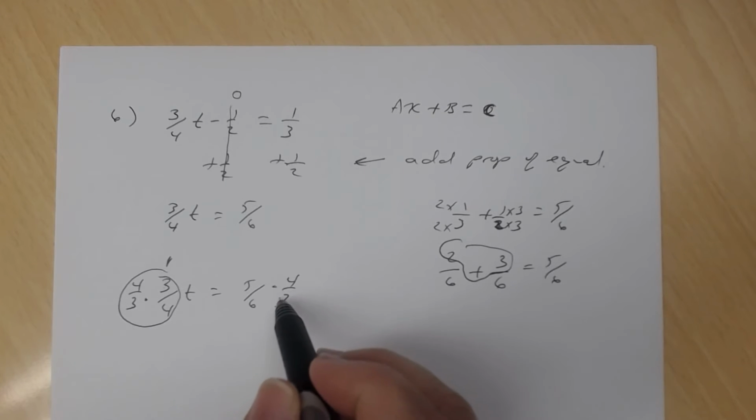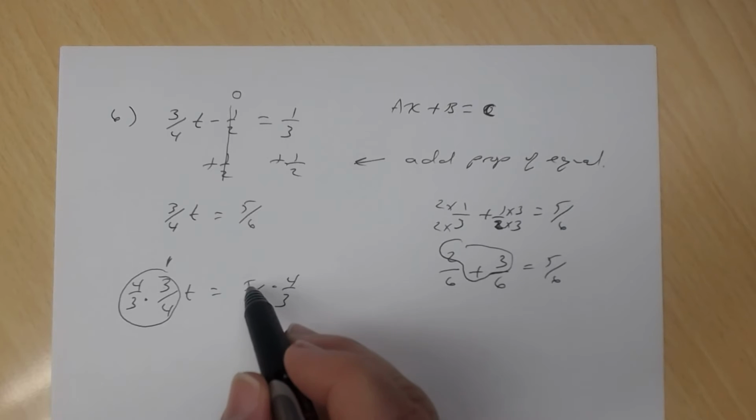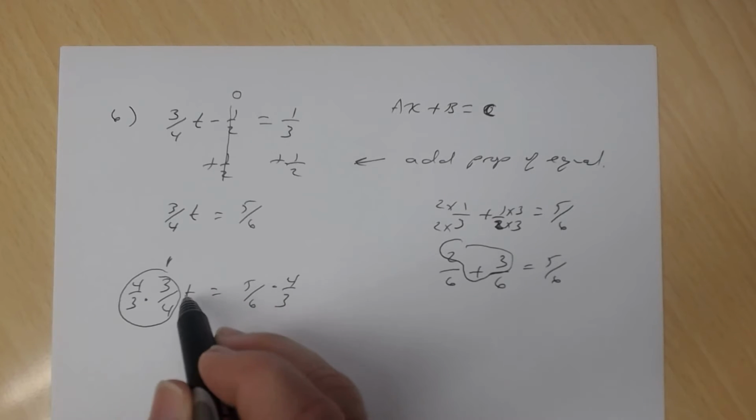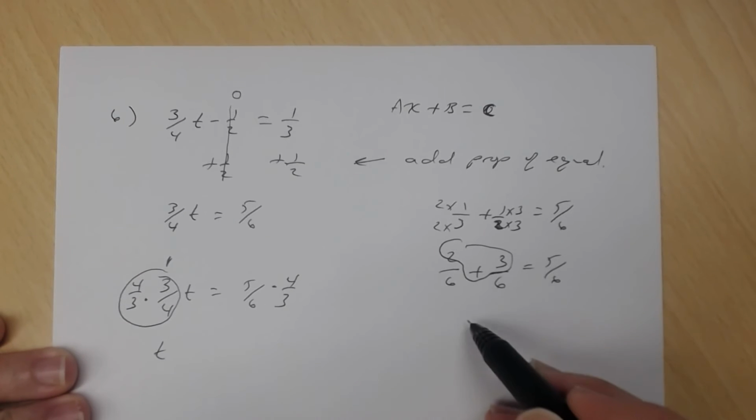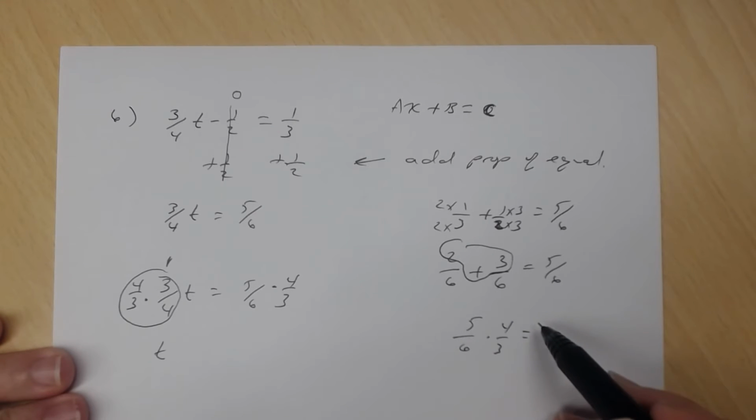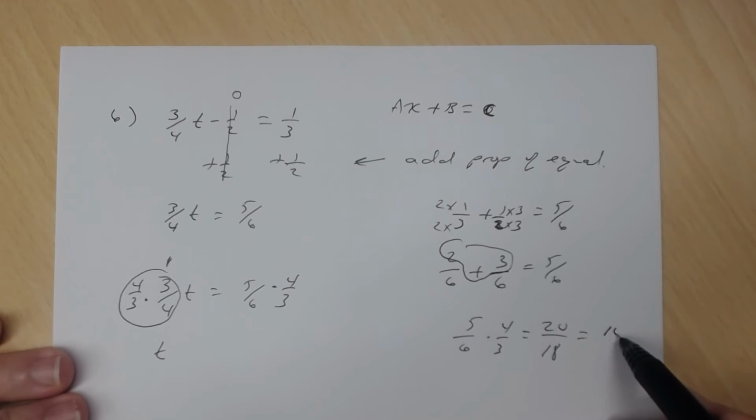Let's go ahead and reduce first. You didn't have to. You could have said, by the way, 1 times t is t. Let me just write this here. That's 5/6 times 4/3. If you didn't reduce first, you'd have to multiply first. So 5 times 4 is 20, 6 times 3 is 18, and then reduce. They're both divisible by 2. So 20 divided by 2 is 10, 18 divided by 2 is 9. So you get 10 9ths.